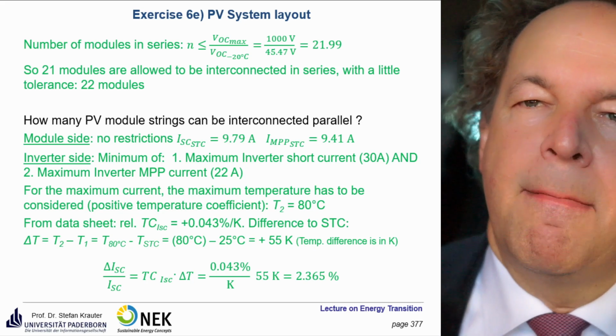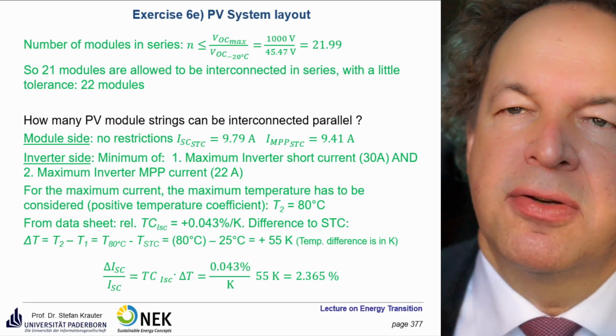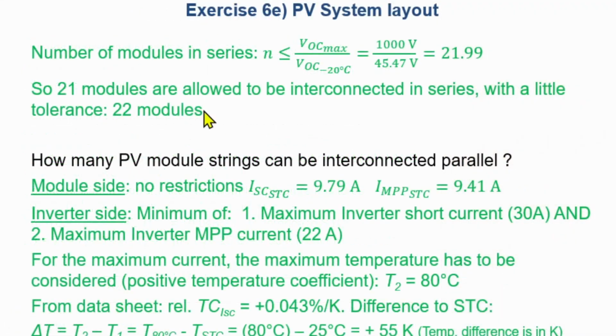So we calculate the maximum modules in series. In series conditions, the voltages add up. And the condition is that the maximum voltage is 1000 volts. So you have the number of modules times the open circuit voltage under operating condition of each module, and this should be lower. So we have 1000 divided by the open circuit voltage at minus 20 degrees Celsius, and we come to a number of modules of 21.99 modules.